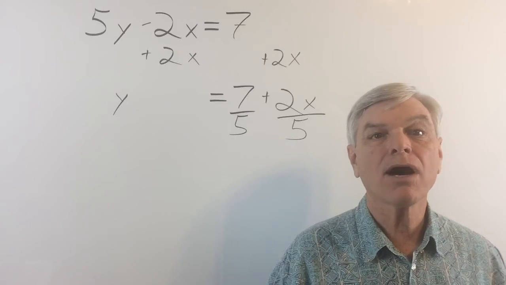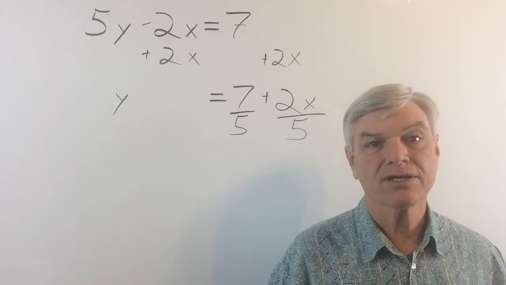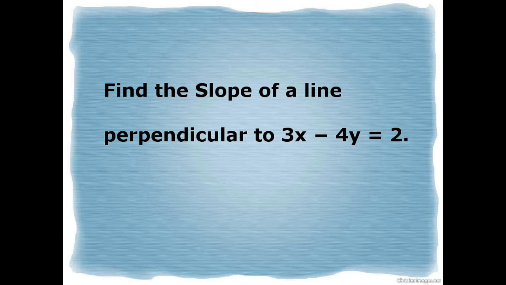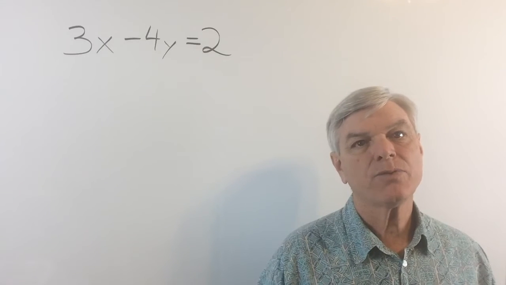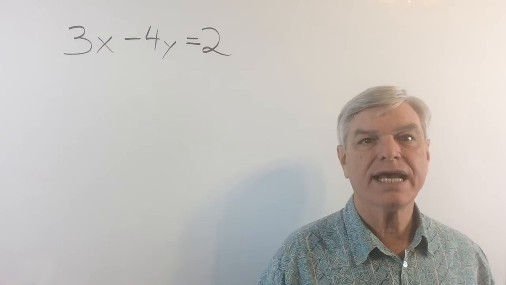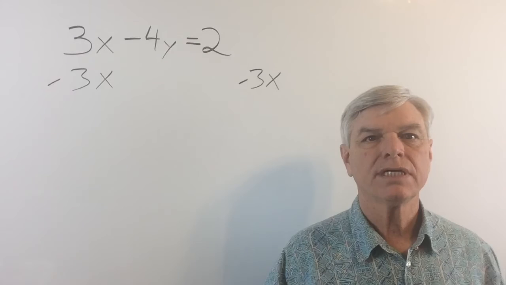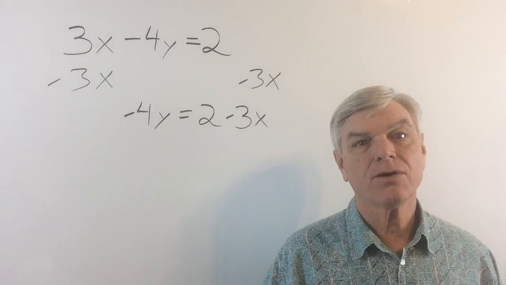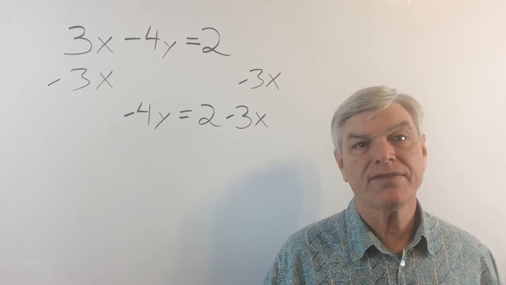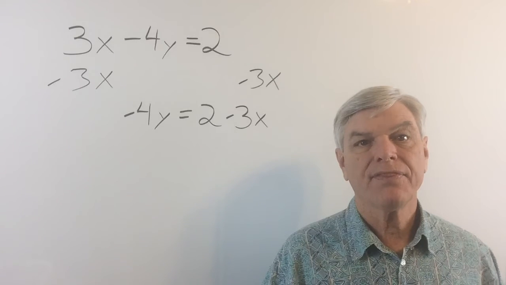So let's try a problem with perpendicular lines. Find the slope of a line perpendicular to 3x minus 4y equals 2. So we solve this in the same manner. That is, we need to isolate our y, so let's get x on the other side. Let's bring all that down. And just like parallel lines, the only thing we're concerned with is slope, so the constant value has nothing to do with anything, so we're going to leave that right there.